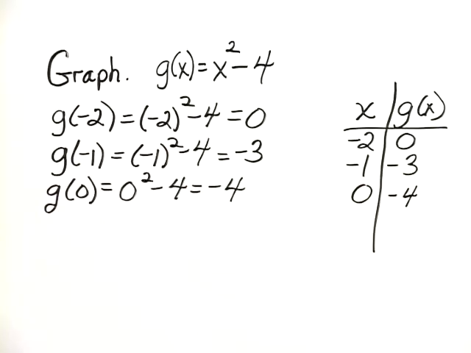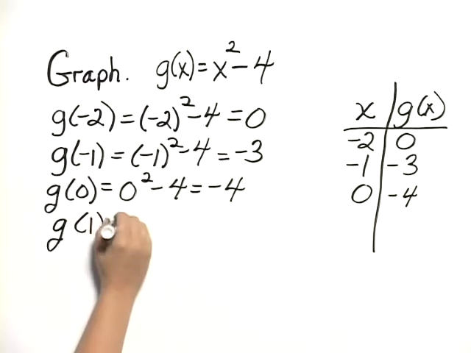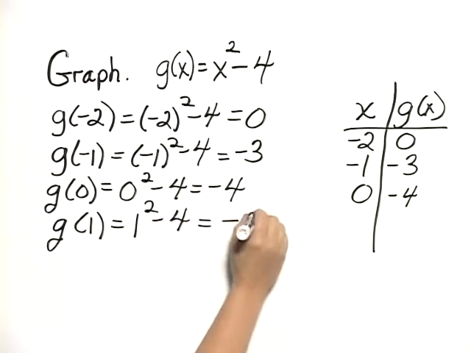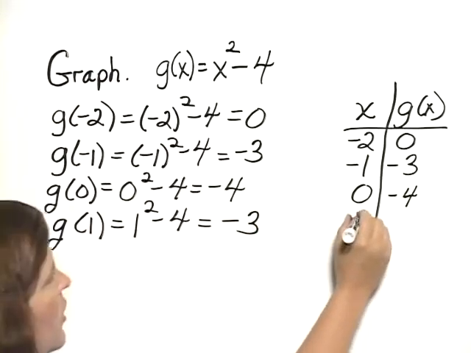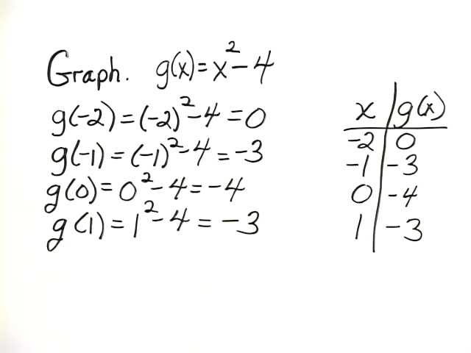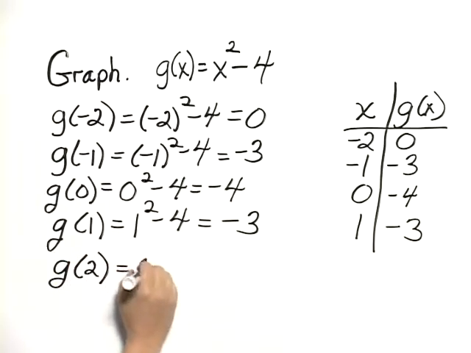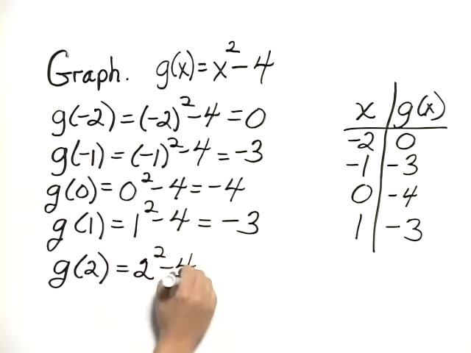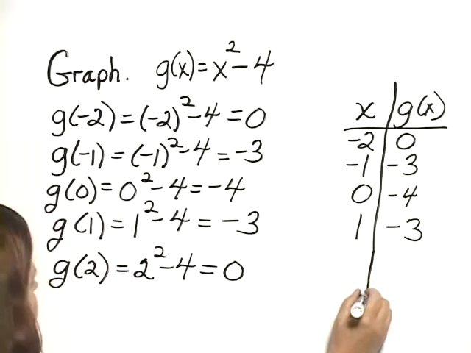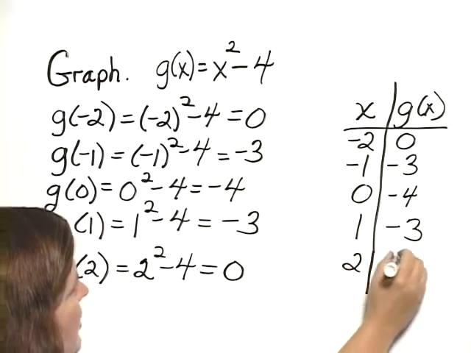And since we're dealing with a parabola, let's use a few more points. Let's try g of 1. That's 1 squared minus 4, which is 1 minus 4, or -3. So the point 1, -3 will also be on the graph. And we'll do one more. What about when x is 2? We have g of 2 is 2 squared minus 4. 4 minus 4 is 0. And this gives us 5 points that are on the graph.